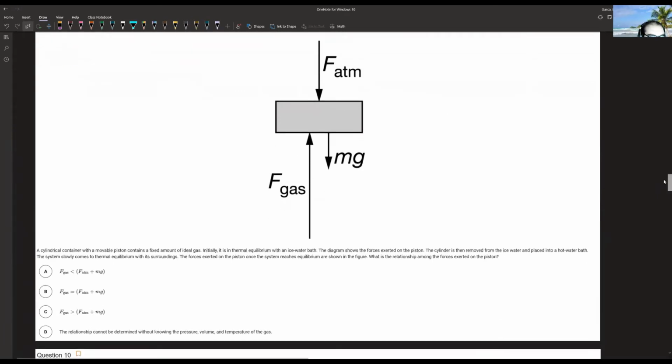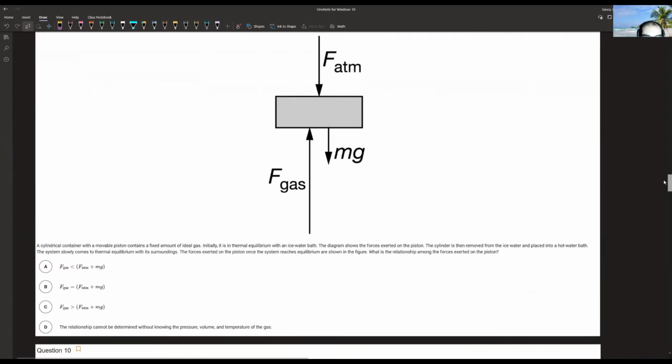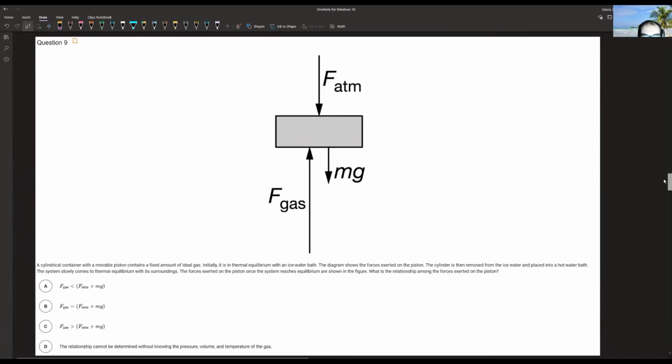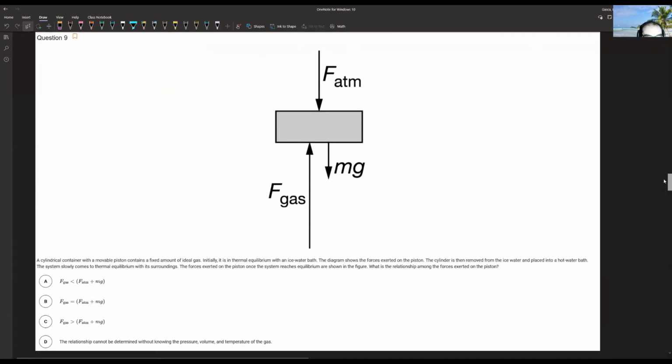A cylindrical container with a movable piston contains a fixed amount of ideal gas. Initially, it is in thermal equilibrium with an ice water bath. The diagram shows the forces exerted on the piston. The cylinder is then removed from the ice water and placed in a hot water bath, and the system comes to thermal equilibrium with its surroundings. The forces exerted on the piston once the system reaches equilibrium are shown in the figure. What is the relationship between the forces exerted on the piston?